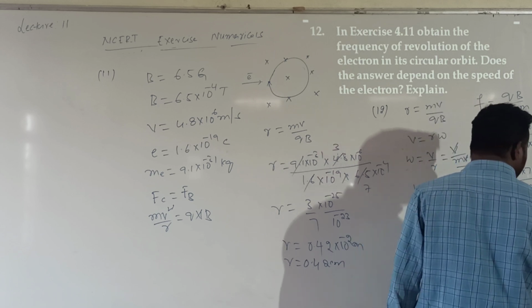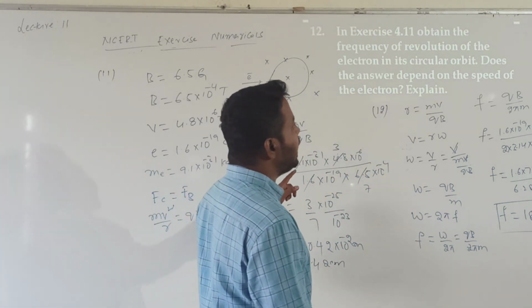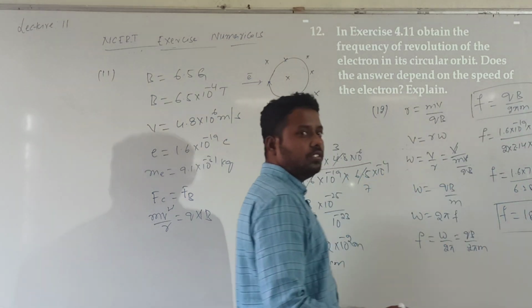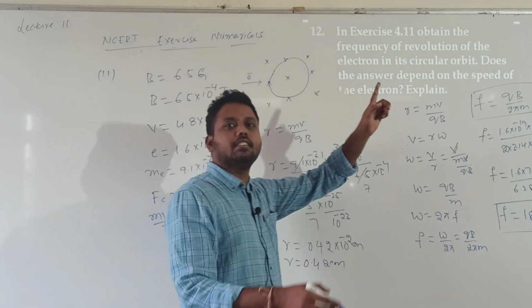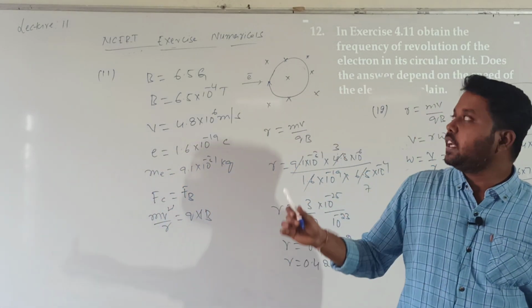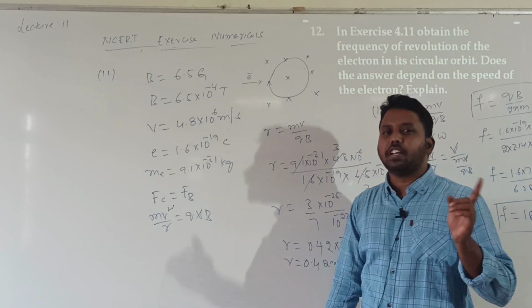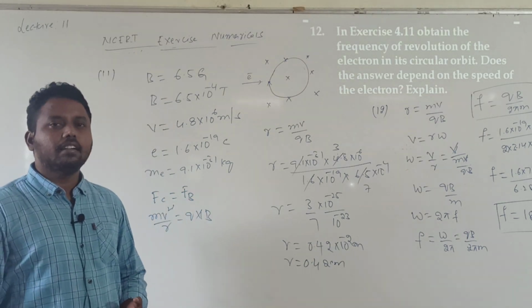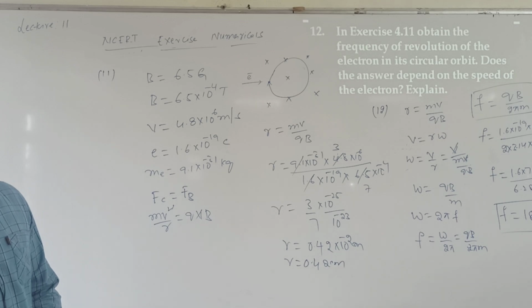So this is the expression for frequency. What they are asking is, does this frequency depend upon speed? No, frequency of revolution. Whenever a particle enters into the magnetic field, it will take a circular path. When it is moving in a circular path, the number of rotations completed in 1 second is called frequency. The frequency value does not depend upon speed. So this is question number 12.